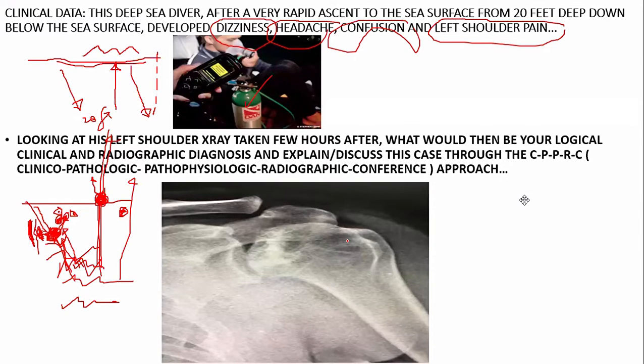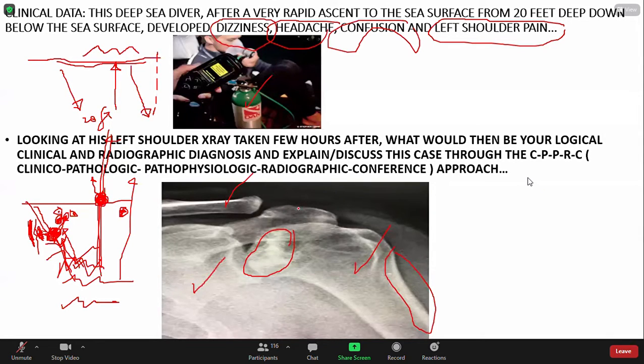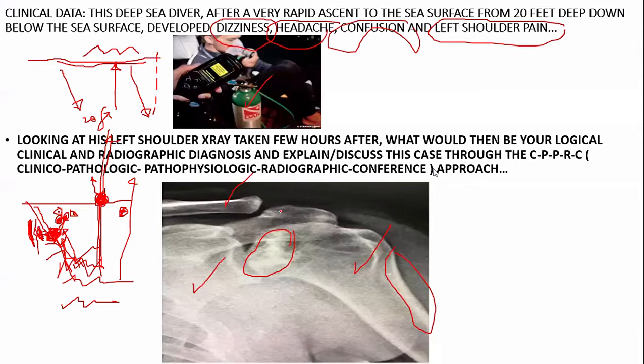Okay, so let us look at this. Can you see this white thing here? This is the cortex of the bone. This is the medulla of the bone. The bit grayish is the medulla. So we have here a part of your clavicle, and this is a part of your scapula, the acromion of your scapula.